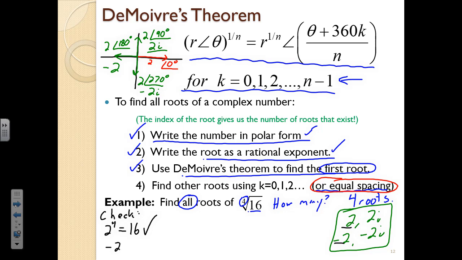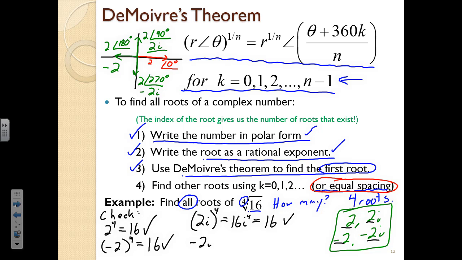That one works out fine too. -2 to the 4th power is +16. Yep, that's a 4th root of 16. Now the 2 mysterious ones, 2i. Let's take 2i and raise it to the 4th power. 2 to the 4th is 16, and i to the 4th is 1, so that gives us 16. Yep, it works.